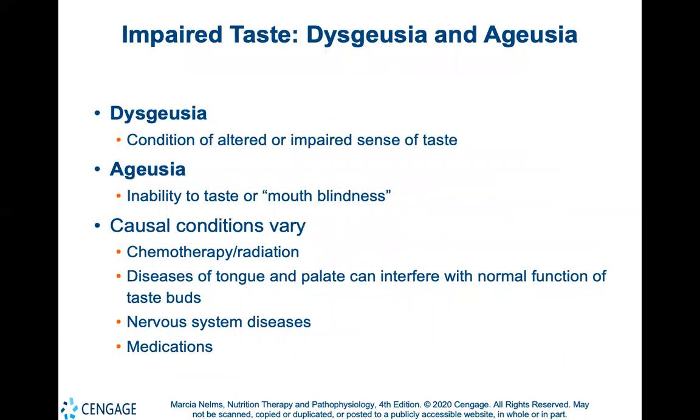Dysgeusia is the condition of altered or impaired sense of taste. Ageusia is the inability to taste, or mouth blindness. Both clinical conditions affect the ability of taste. For example, patients undergoing treatment for cancer relate changes in both taste and smell. Epithelial cells of the oral mucosa have a high turnover rate and can be affected by either chemotherapy or radiation therapy. Diseases of the tongue and palate can interfere with normal function of taste buds.